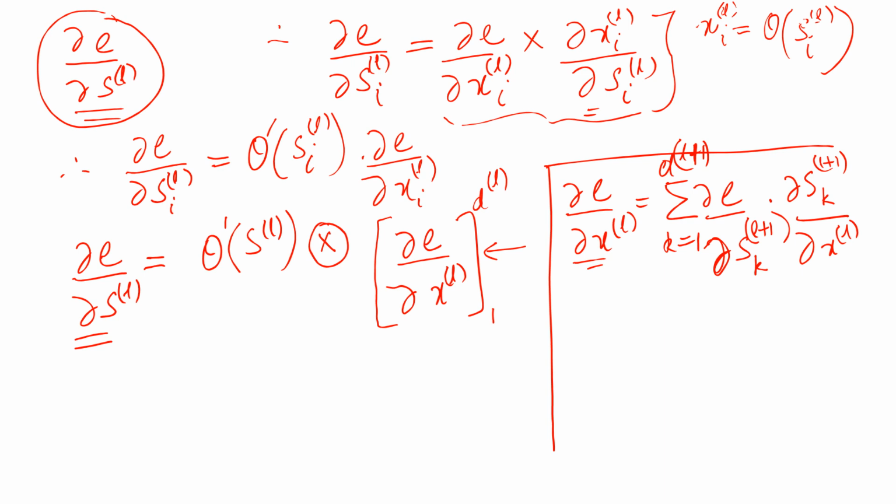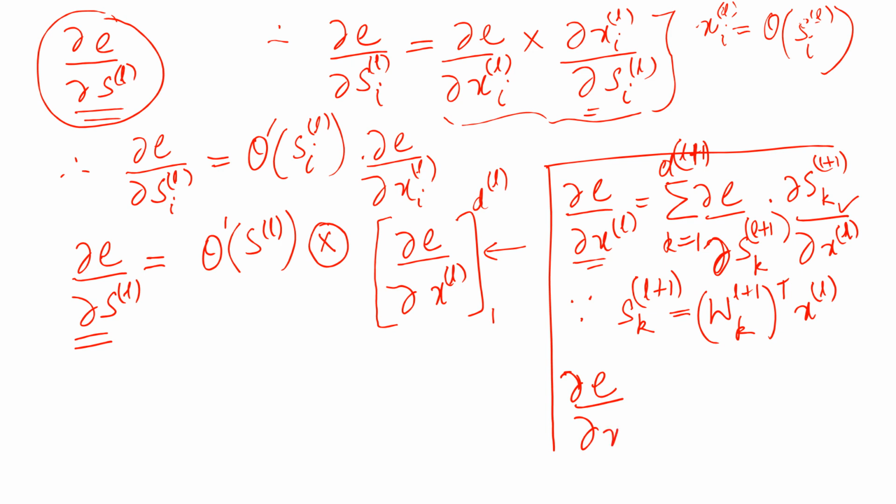Okay, now why am I trying to bring everything to this S value? Because I know the definition of this input signal, S K of L plus 1, which by definition is W K of L plus 1 transpose times X L. I know this, and using this expression I can evaluate the second one, the derivative of S K L plus 1 with respect to X L. And so what I'm going to get here is W L plus 1 K. That's it.